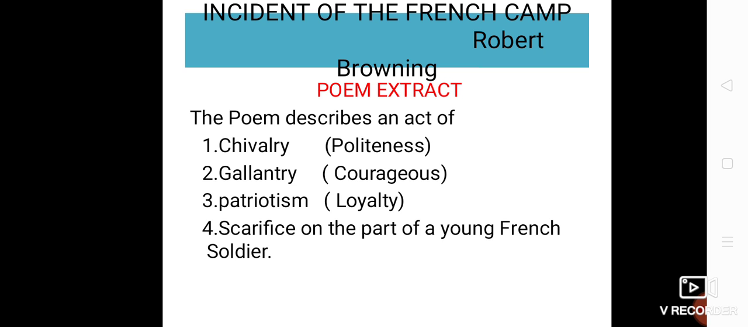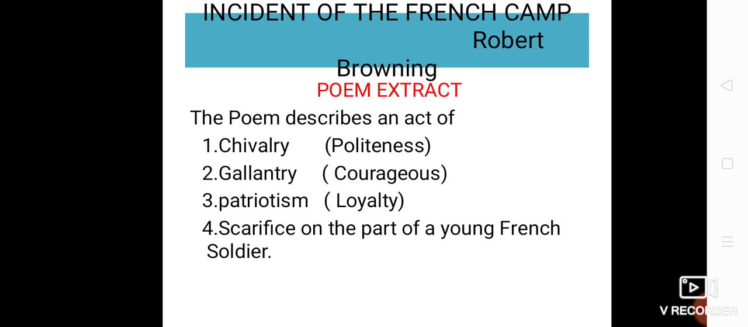Here in this poem, you can come across these four aspects. One of them is chivalry, the meaning of which is politeness. The other one is gallantry, meaning courage. The third one is patriotism, being loyal. And the fourth one is sacrifice. So these are the four terminologies which this particular poem is talking about.